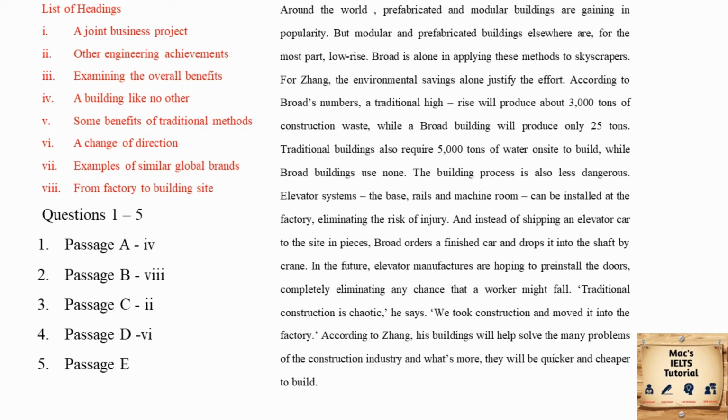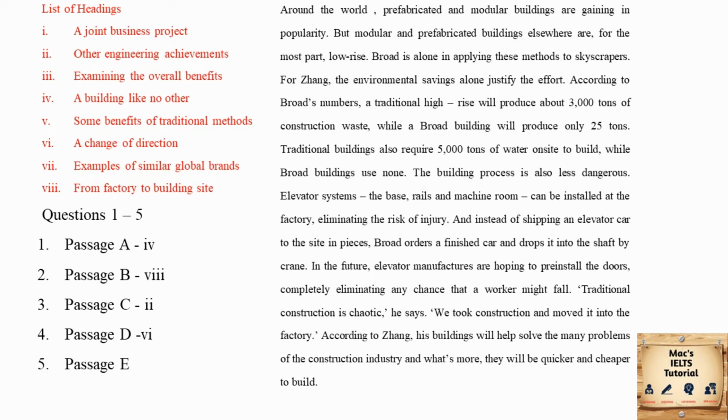Traditional buildings also require 5,000 tons of water on site to build, while a Broad building uses none. The building process is also less dangerous. Elevator systems, the base, rails, and machine room can be installed at the factory, eliminating the risk of injury. And instead of shipping an elevator car to the site in pieces, Broad orders a finished car and drops it into the shaft by crane.